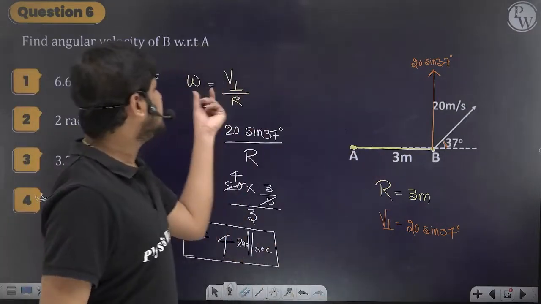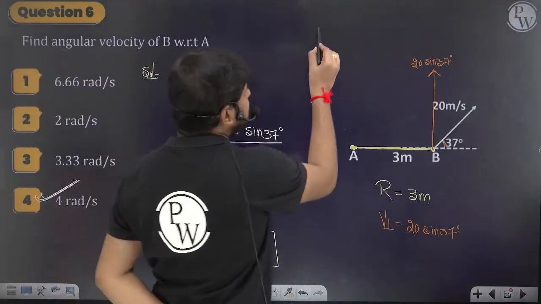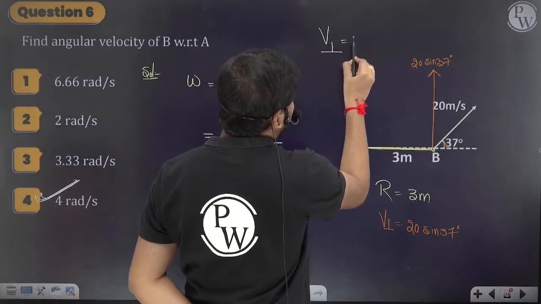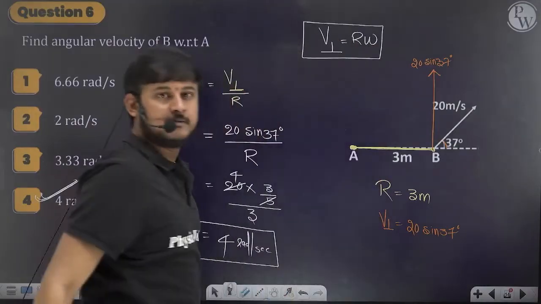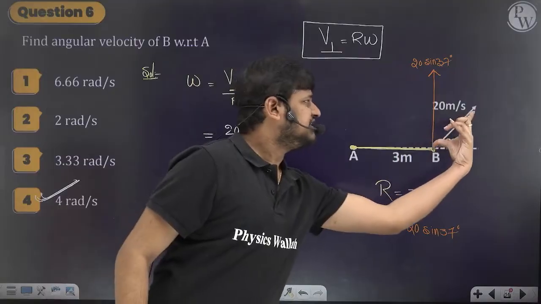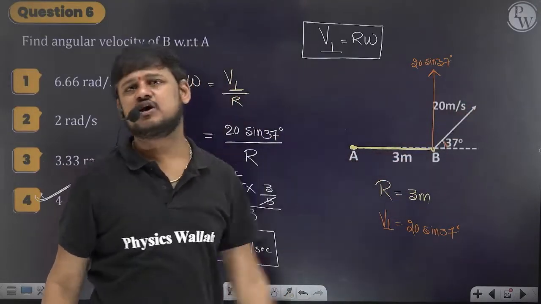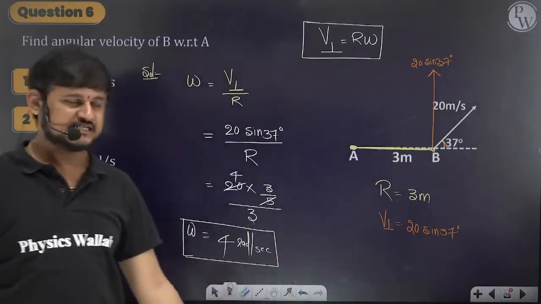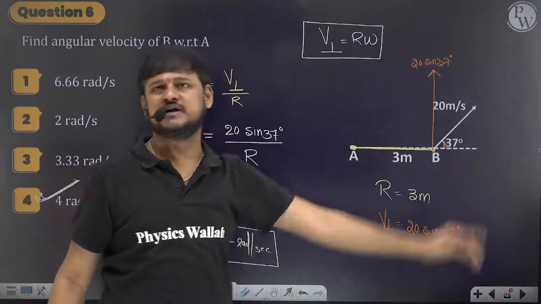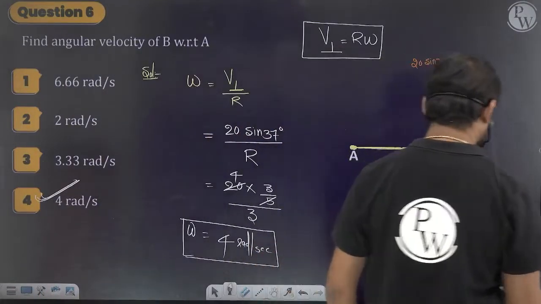So this v is equal to r omega is valid whenever the radius and velocity are perpendicular to each other. If the radius and velocity are not perpendicular to each other, then you have to take the velocity perpendicular component. V perpendicular component you have to take. For which one? About the radius. For the radius, the velocity should be perpendicular. Understood? Clear? Hope the concepts are getting clear.